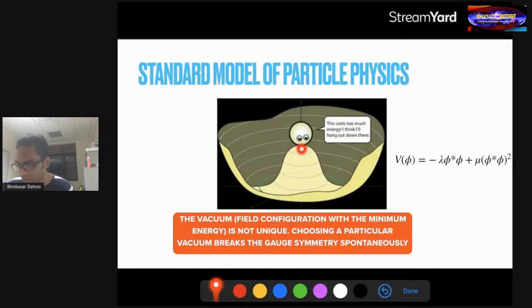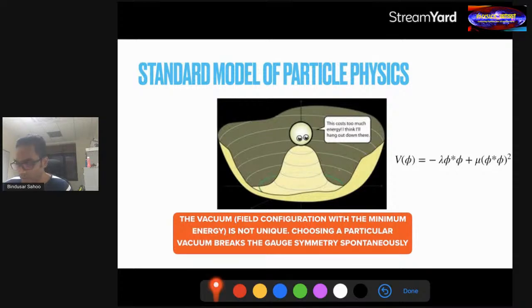So this is the value of the potential at phi equal to 0, which is not a minimum, it's the maximum. The minimum of the potential is over this green line, if you can see, this green circle. So there is the minimum of the potential. But the minimum of the potential is not unique. It can be any point on this circle.